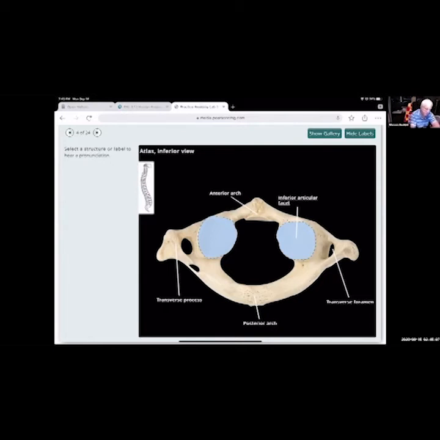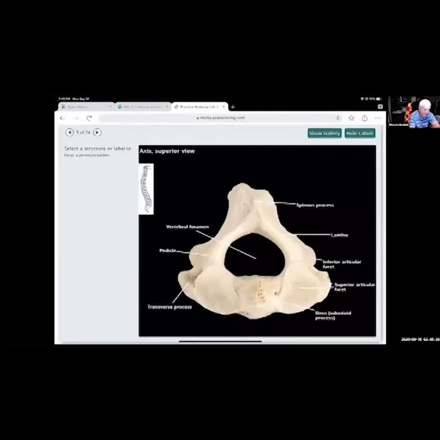Again, you can see the transverse processes on the side. Transverse process, posterior arch, anterior arch, the inferior articular facet, and the transverse foramen. Okay. The axis is C2, the second cervical vertebra.